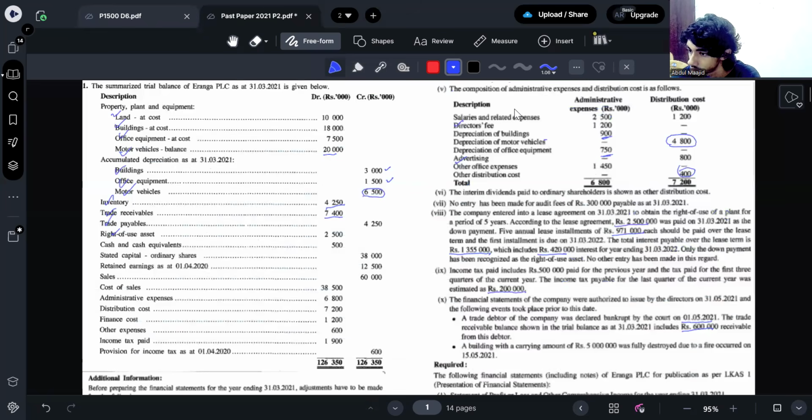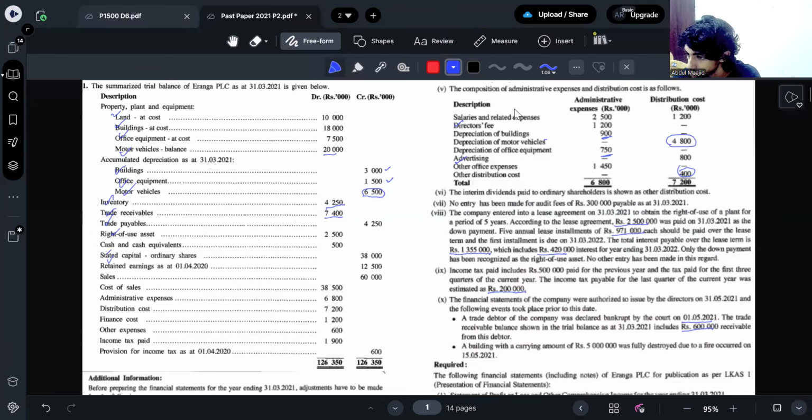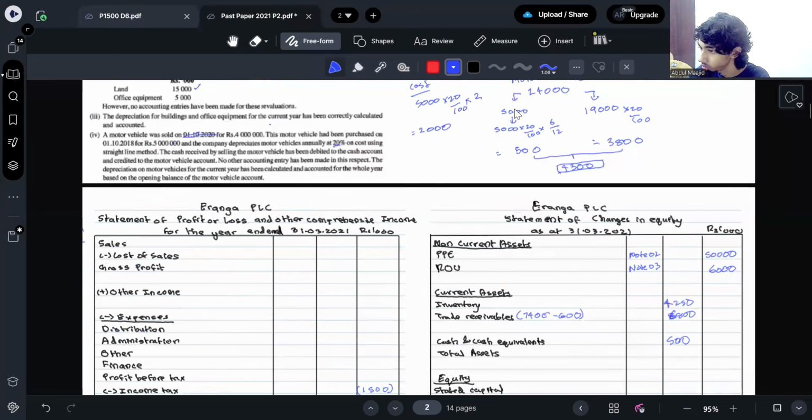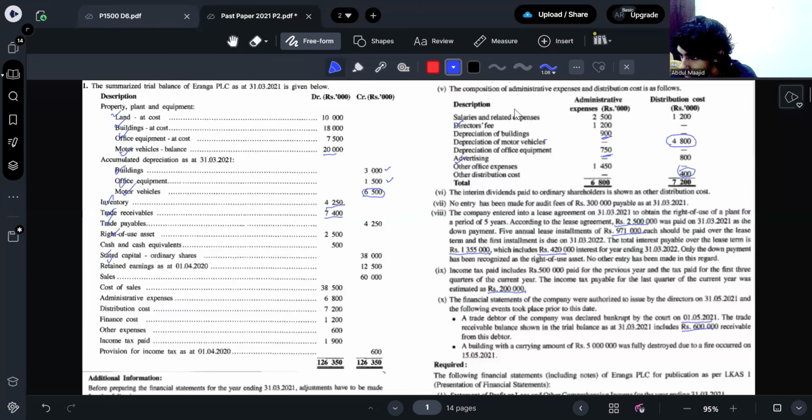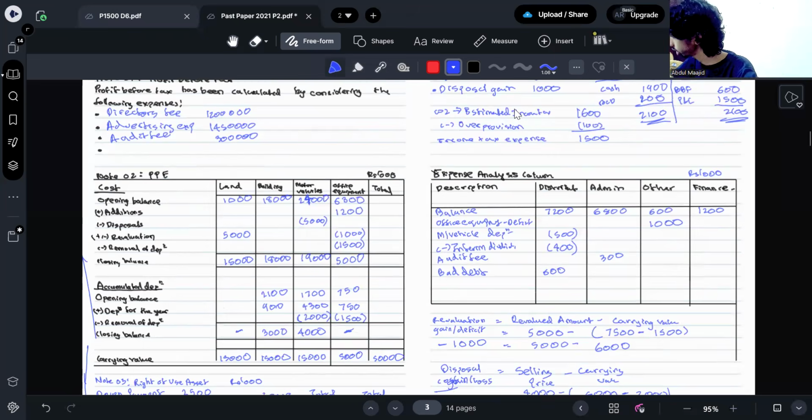And stated capital, retained earnings, opening balances we can record 38,000, 12,500. 38,000, 12,500. Then sales and cost of sales. Sales 60,000. Cost of sales 38,500. And admin expense, distribution, finance, other we recorded in the expense analysis sheet. Income tax is also done. So now we can total, start with the expense analysis sheet. You can total it.